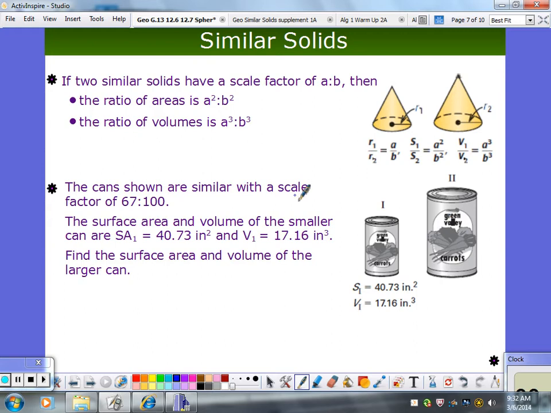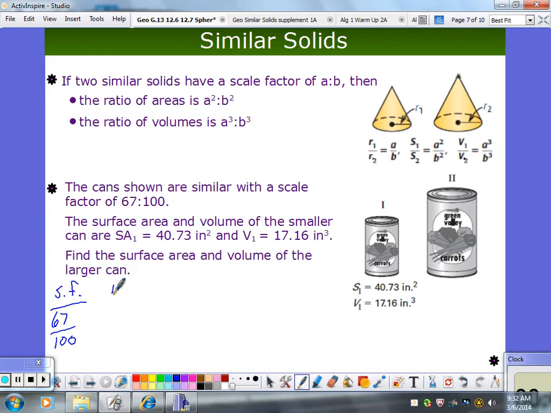All right, so the cans have a scale factor of 67. Now this is another thing. You've got to be real organized. Okay, 67 to 100. I like writing them as fractions. The surface area and volume of the smaller can, surface area is this number, the volume is this number. Find the surface area and volume of the larger can. Oh, these are like huge numbers. All right, so now this is the scale factor.